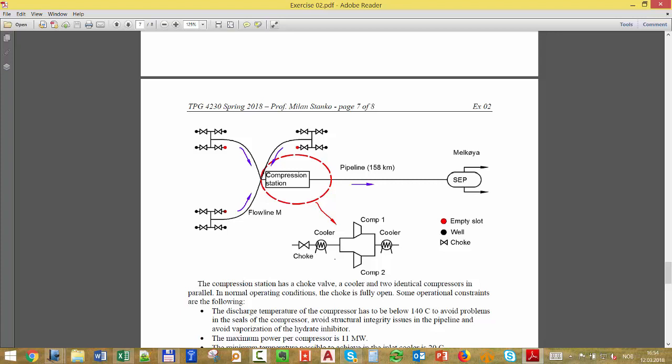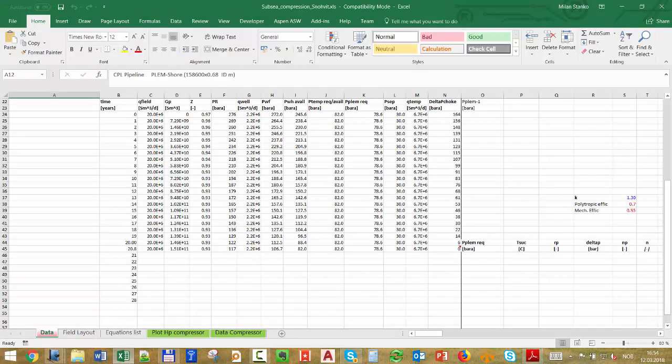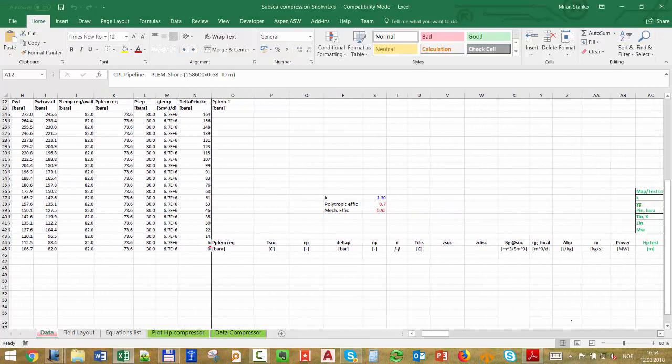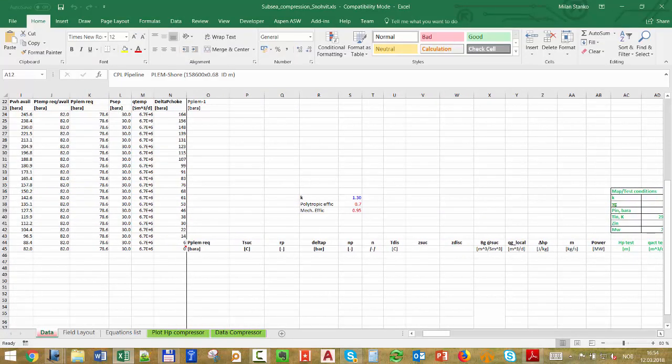I will start to solve it tomorrow, so you have a good starting point. But basically, let's see how the Excel sheet looks. You see here you have the temperature of the suction. We have a cooler, so we can lower this down to 20, from 70 or 67 to 20.